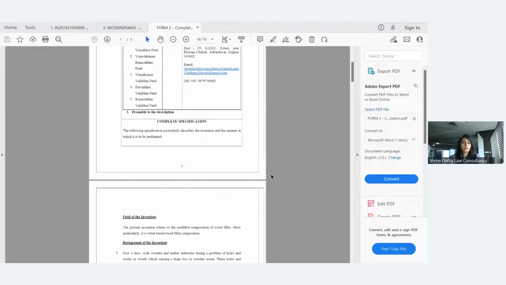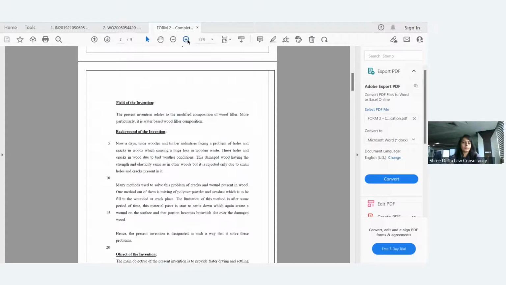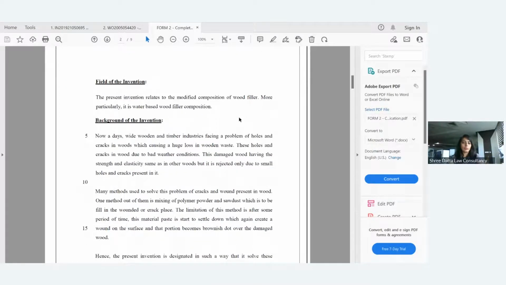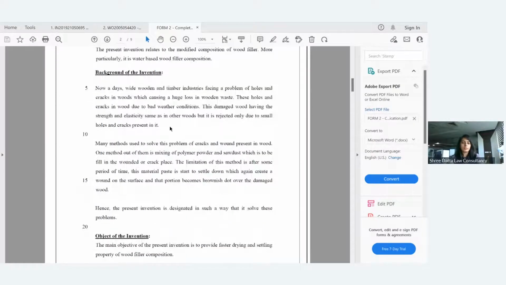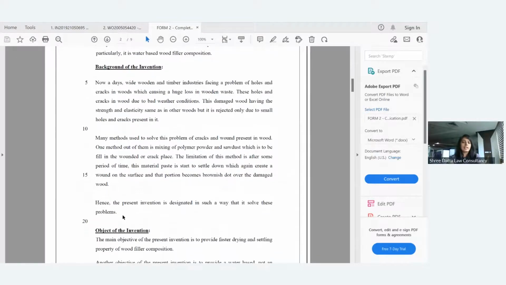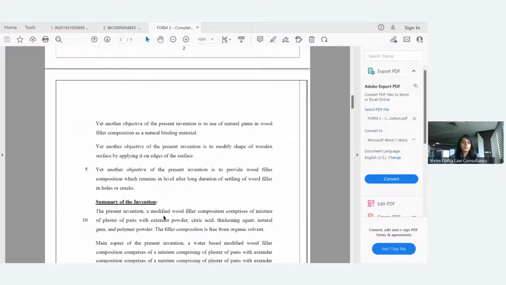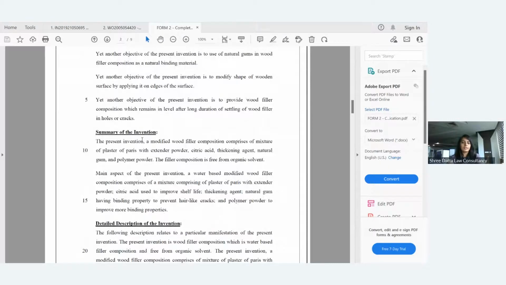Now from the next page you have to write the different parts of the patent application, like the field of the invention: the present invention relates to this. Then the background of the invention. Here they have not mentioned any prior art. If you have it, you can mention prior art; otherwise the problem statement and the solution you have to write. They have written the problem and how this invention solves it. Then the objects of the present invention: the main objective, another, yet another objective. Then the summary of the invention, which they have given in basic form.